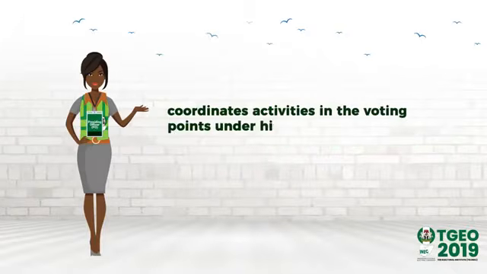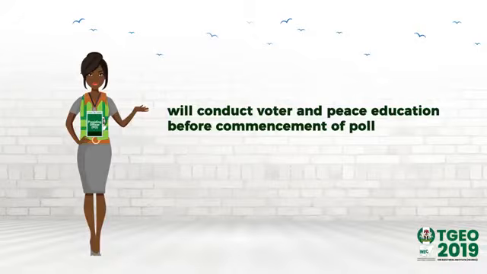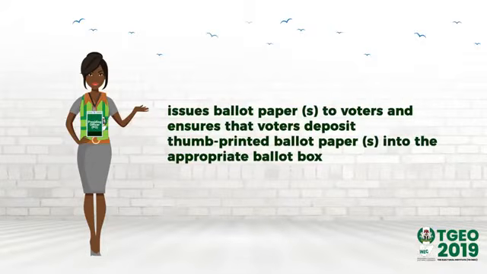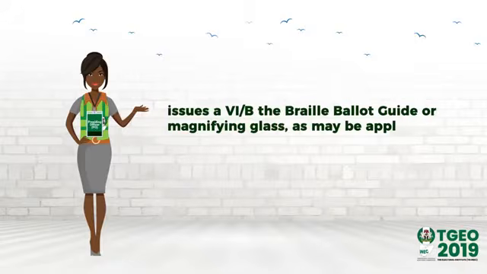Coordinate activities in the voting point under his or her supervision. Will conduct voter and peace education before commencement of poll. Issue ballot papers to voters and ensure that voters deposit thumb-printed ballot papers into the appropriate ballot box. Issues visually impaired, blind, VIB, the braille ballot guide or magnifying glass as may be applicable.